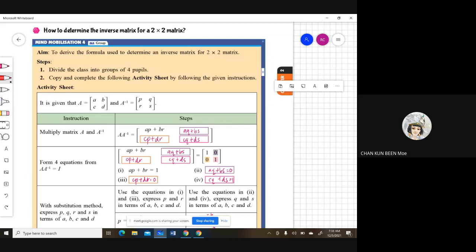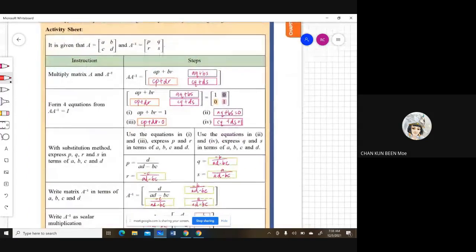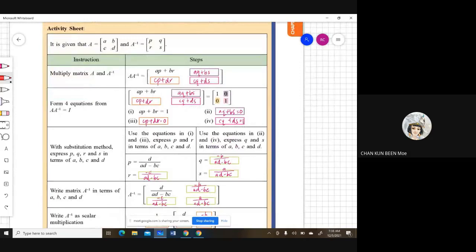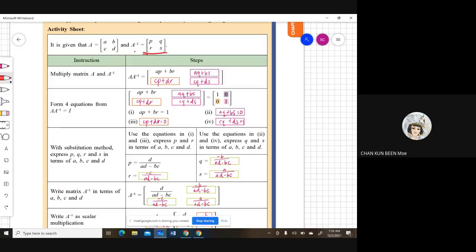Okay, so you can see the question here, the activity sheet. It is given that A is equal to A, B, C, D, and the inverse matrix of A here is equal to P, Q, R, S. Okay, so if you follow the instruction, I did everything for you because I want to make it fast. So multiply matrix A and the inverse of matrix A. So you will have the AB multiply with PR, you get AP plus BR, and then this will be AQ plus BS and so on. So I did one by one to let you see. Okay, and copy down here, everything is the same.